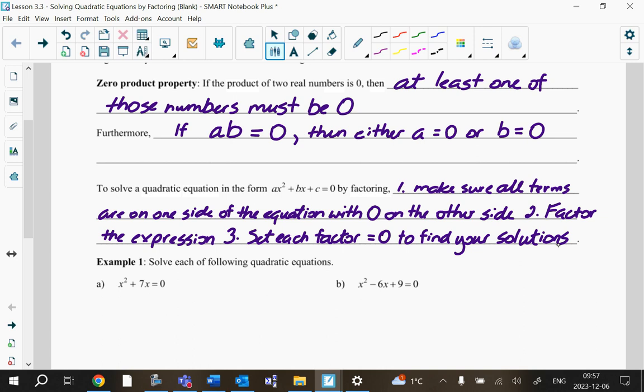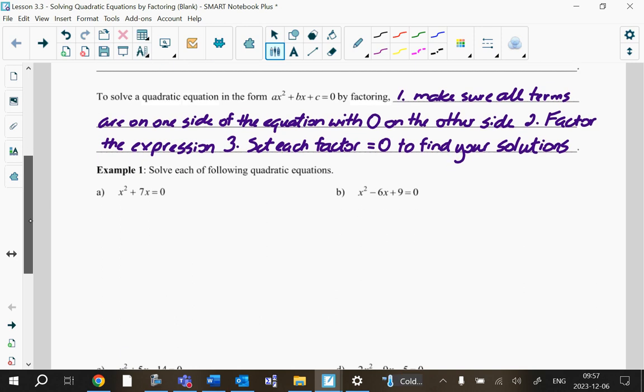All of these types of equations will have an x term, which means we can't use the positive, negative square root method. We have to get everything to one side, factor, and then after we factor, we still have work to do. We have to solve. So are all the terms on one side with 0 on the other? Yes. So that's taken care of, step 1. We didn't have to do anything.